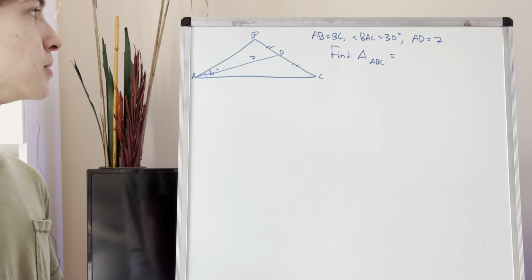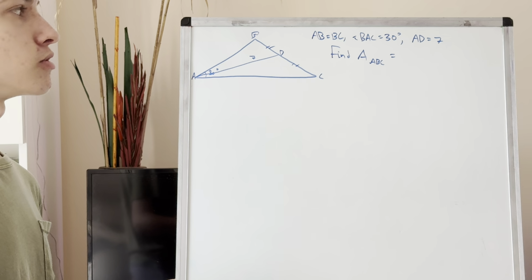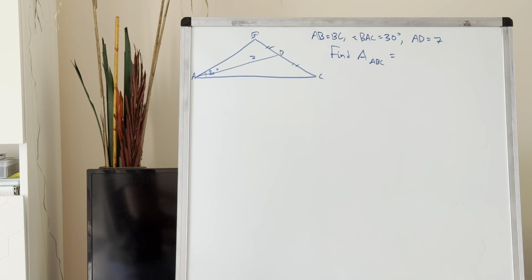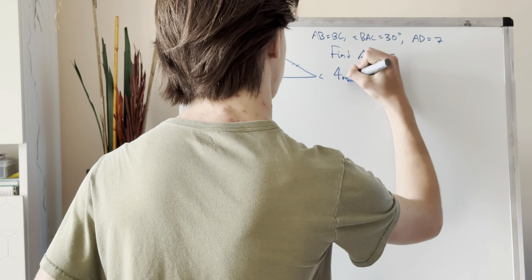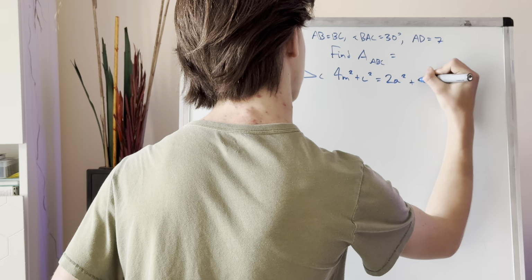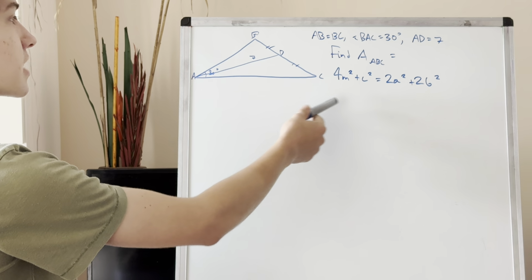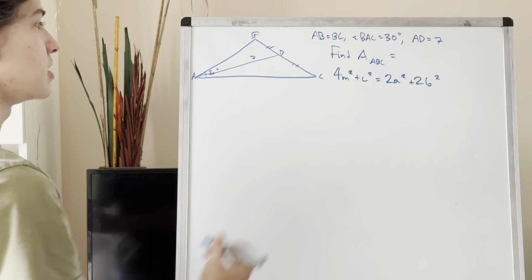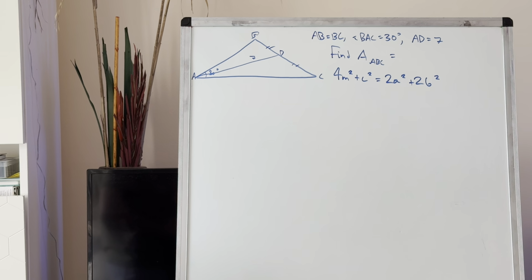One equation that relates medians in a triangle, what we have, and one that finds the area of a triangle using one of the angles. So let me write those down. For medians, we know that 4m squared plus c squared equals 2a squared plus 2b squared, where m is the median, c is the side that it falls on, and a and b are the sides of the triangle. Very useful formula, actually. Please remember it for the future. It can be used many places.